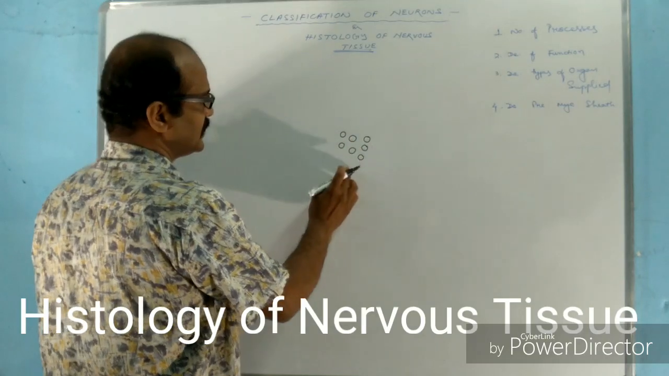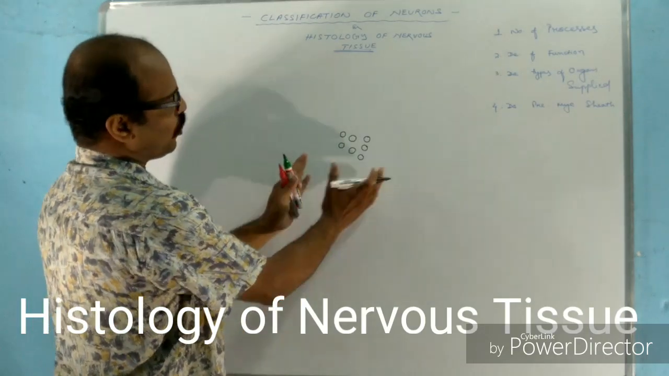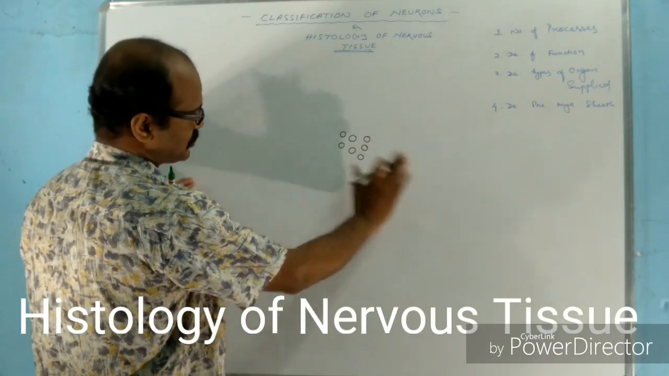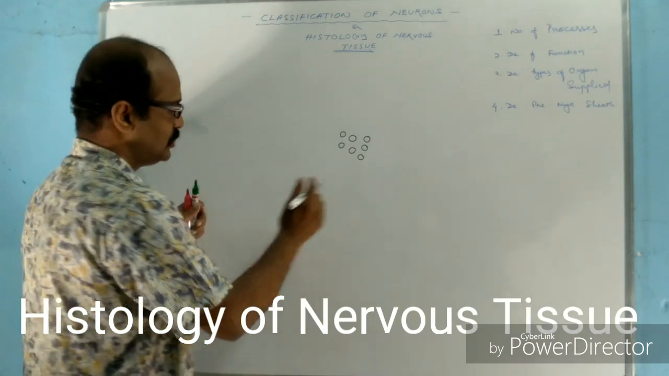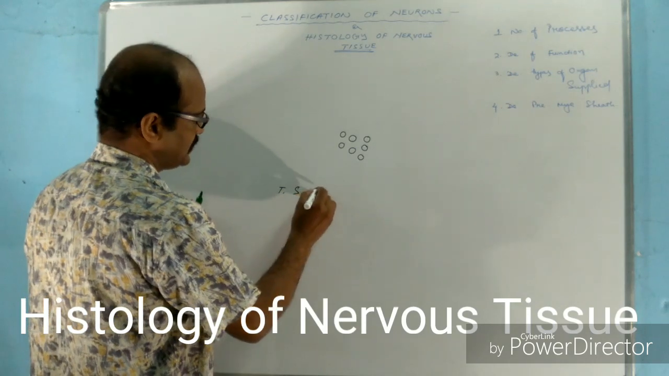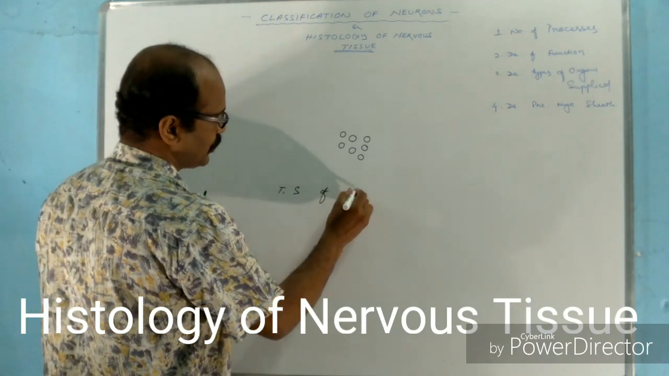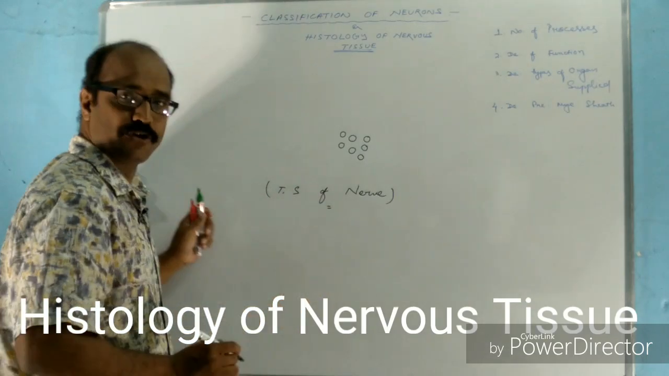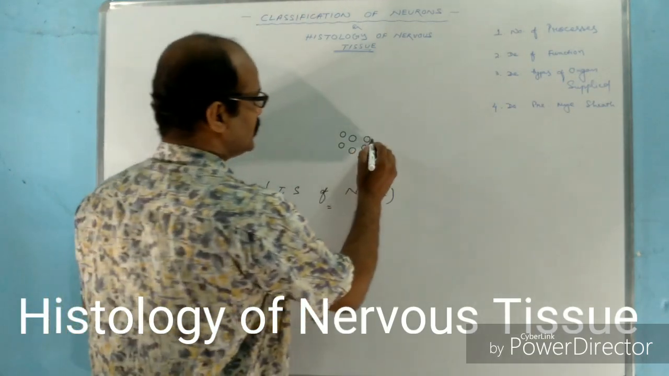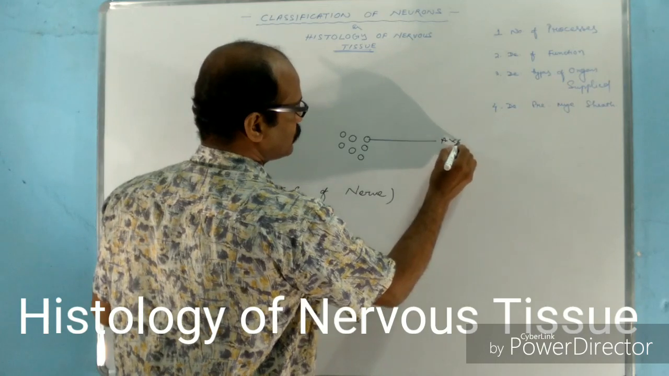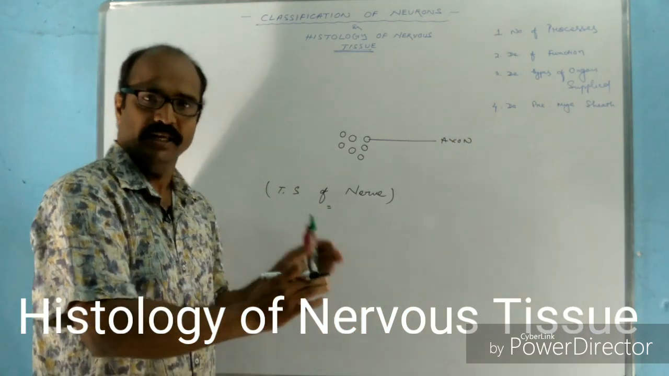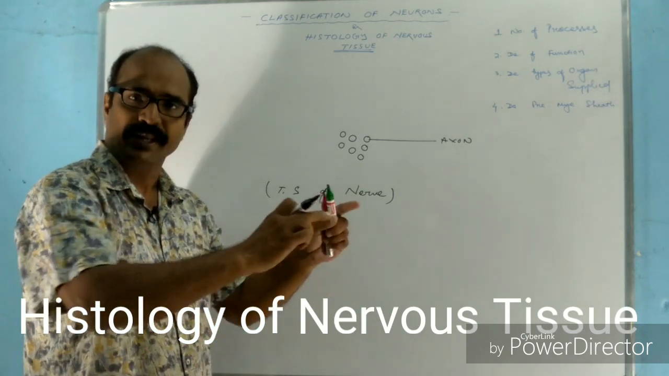Suppose that these are the axons of neurons, and this is the TS section of the nerve. Nerve means the bundle of neurons. So these are the axons. As you know, each axon is actually covered by the neurolemma.